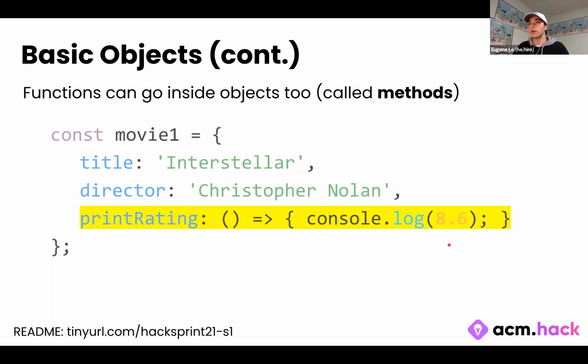Okay, one cool thing about objects is that functions can go inside objects too. Recall that I mentioned that in JavaScript, functions are themselves values, so they can be a value in this key value pair. So in this example, I've gone ahead and changed the rating property to be a print rating method, and functions inside objects are called methods. All it does is print out the previous rating that we had for it.